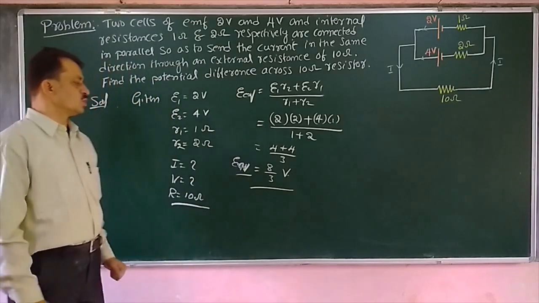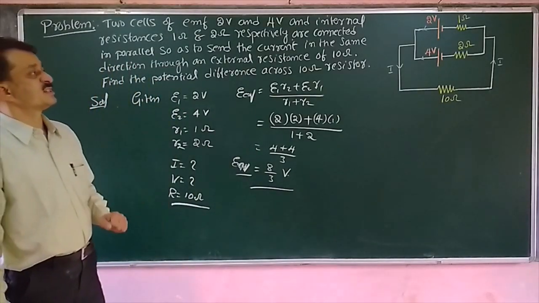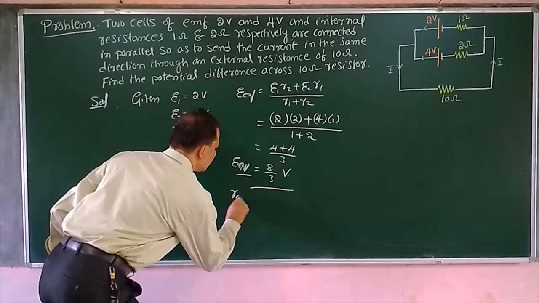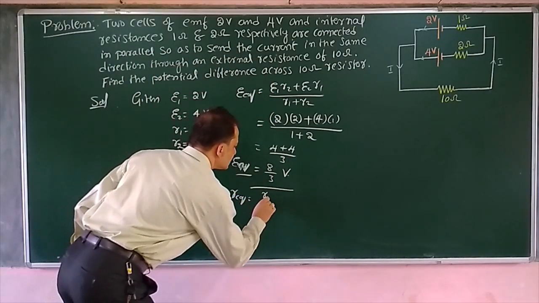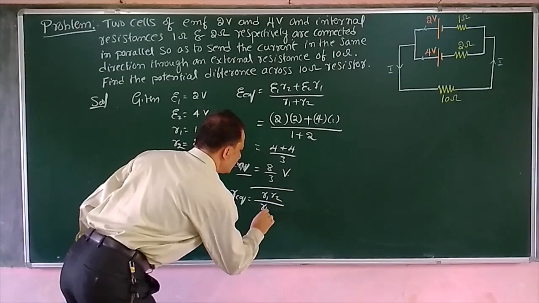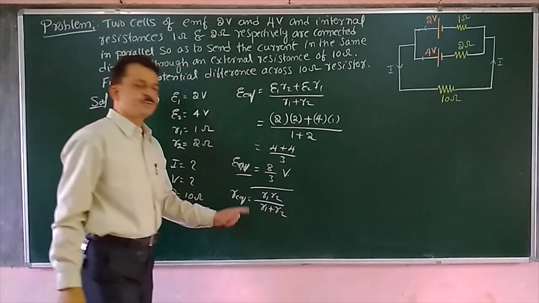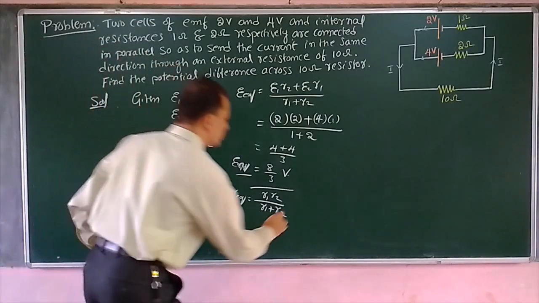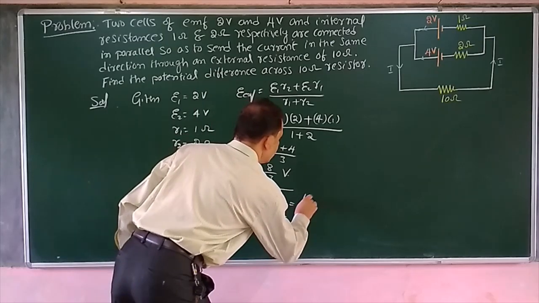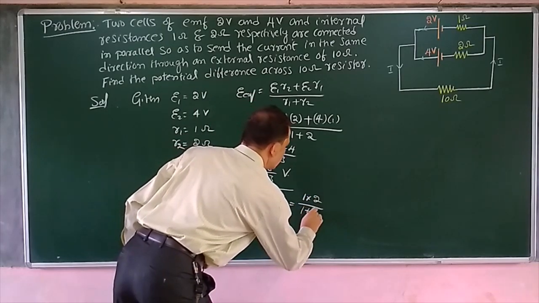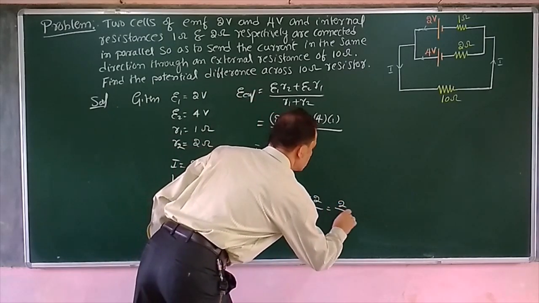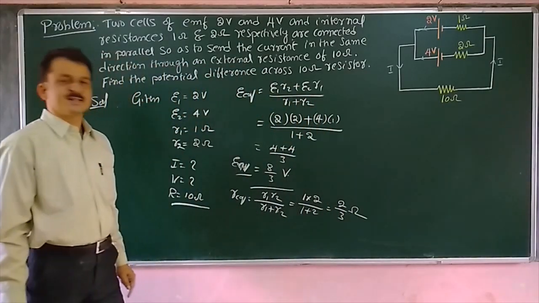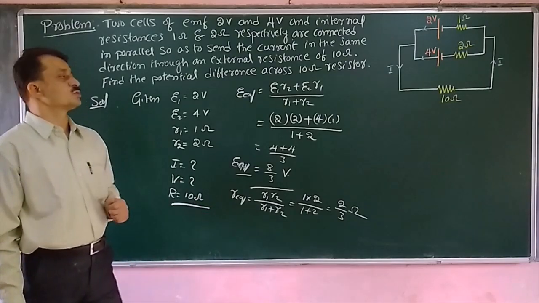Now what is the resistance? Since they are connected in parallel, the equivalent resistance, R equivalent, is equal to R1 R2 divided by R1 plus R2. That is the case when two resistors are connected in parallel. So R1 is 1 into 2 divided by 1 plus 2, that is equal to 2 by 3 ohms. Internal resistance is 2 by 3 ohms.